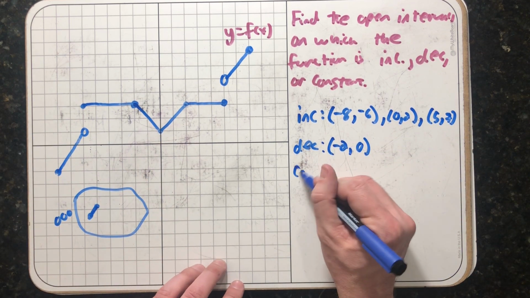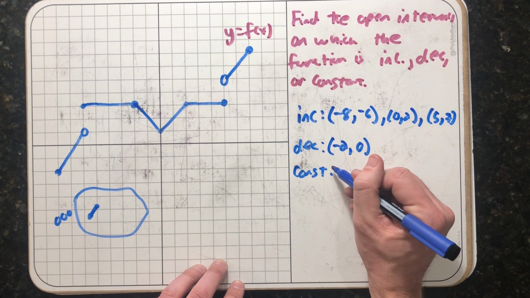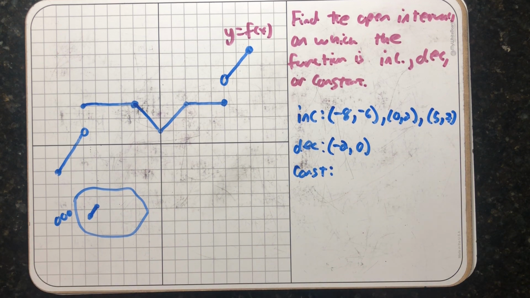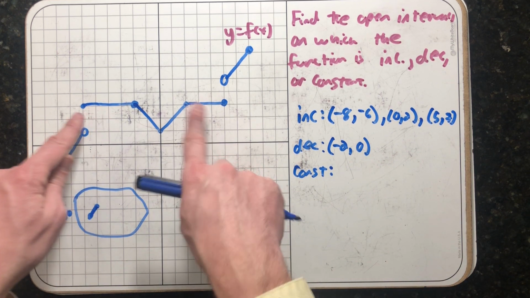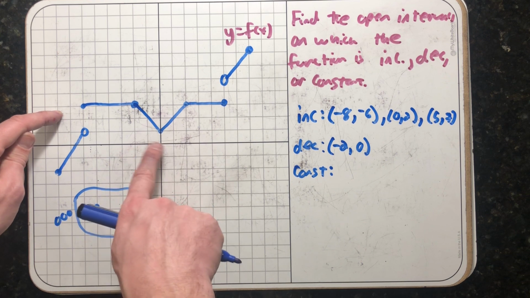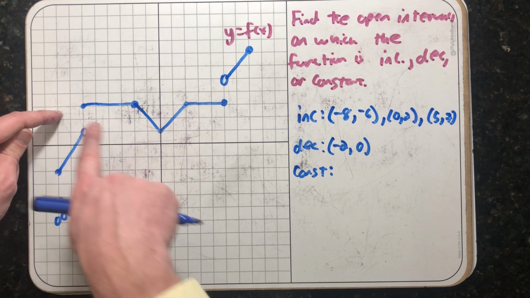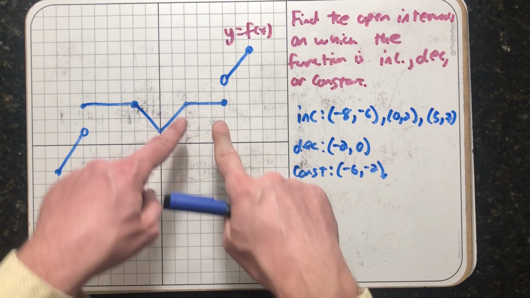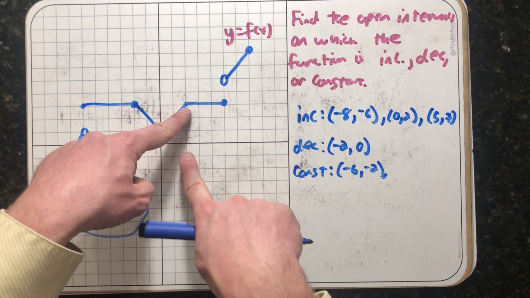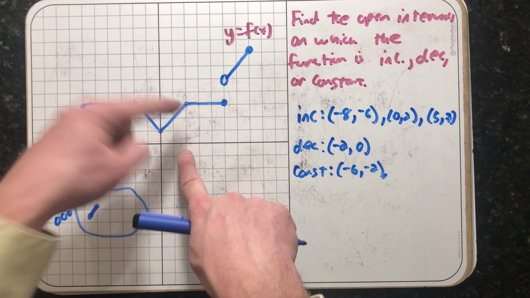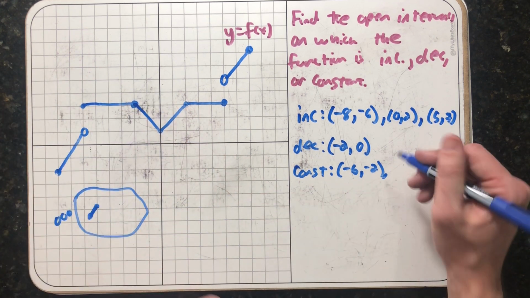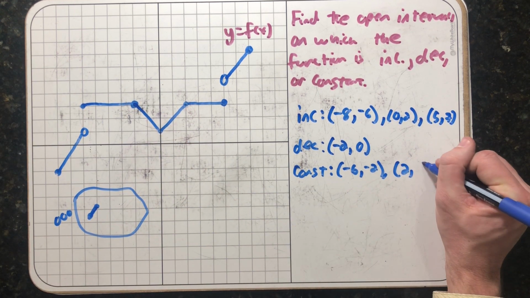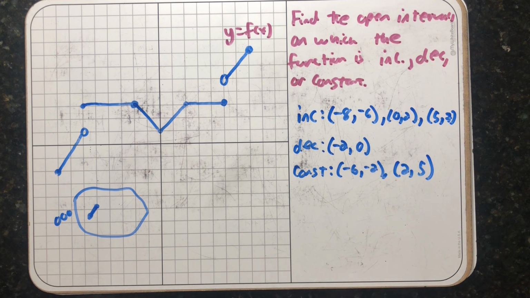Then finally, where is it constant? Well, this is spots where we have a horizontal line, and I see 2 of them. That's from minus 6 to minus 2, and then again from 2 to 5. And we found all the intervals on which our function is increasing, decreasing, or constant.